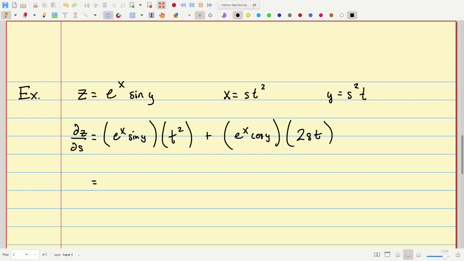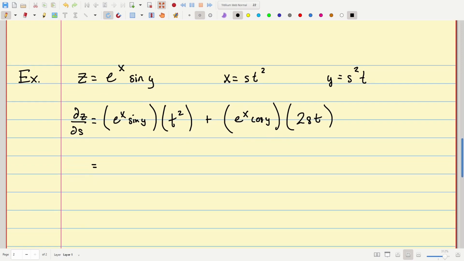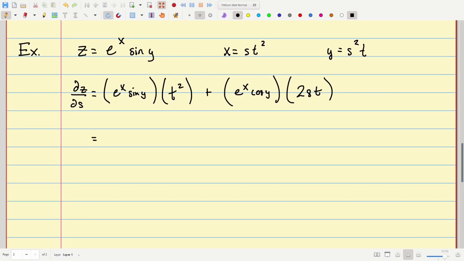If we do the step that we skipped in the previous example and plug everything in, plug in our component functions, what we're going to get is t squared e to the st squared sine s squared t plus 2st e to the st squared cosine s squared t.